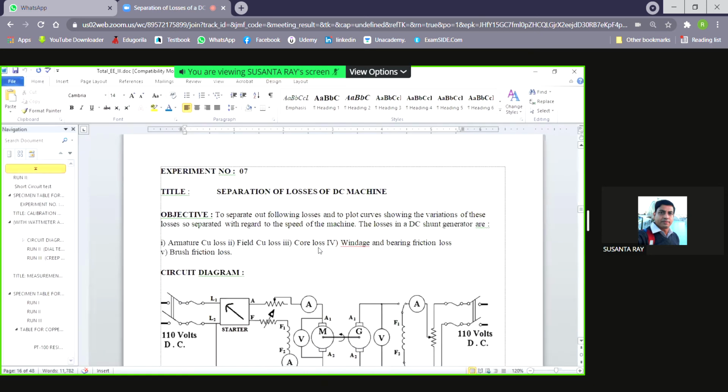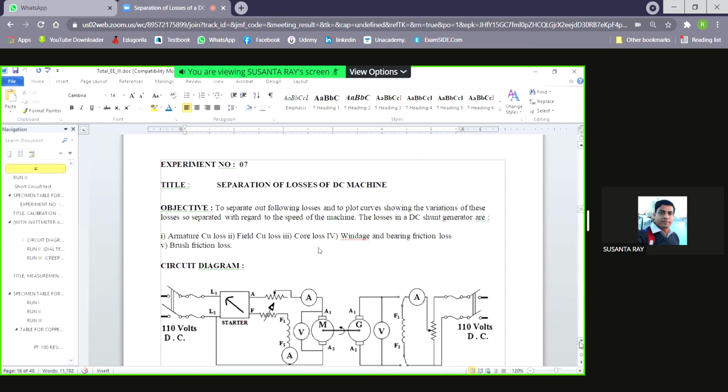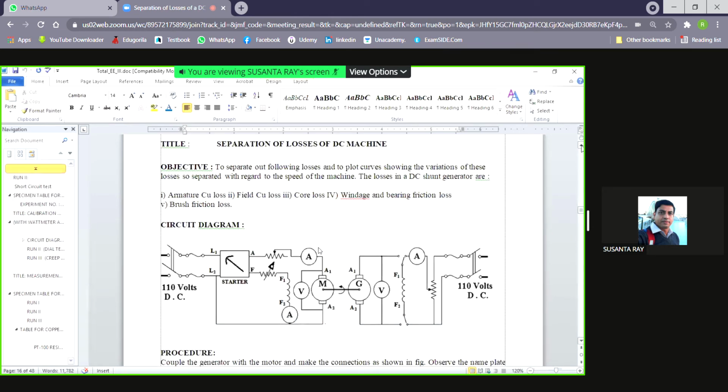for experiment number 7, that is separation of losses of a DC machine. So we know that in a DC machine there are different types of losses such as armature copper loss, field copper loss, core loss or iron loss, and windage and bearing friction loss, gas friction loss. So there are different types of components in losses.